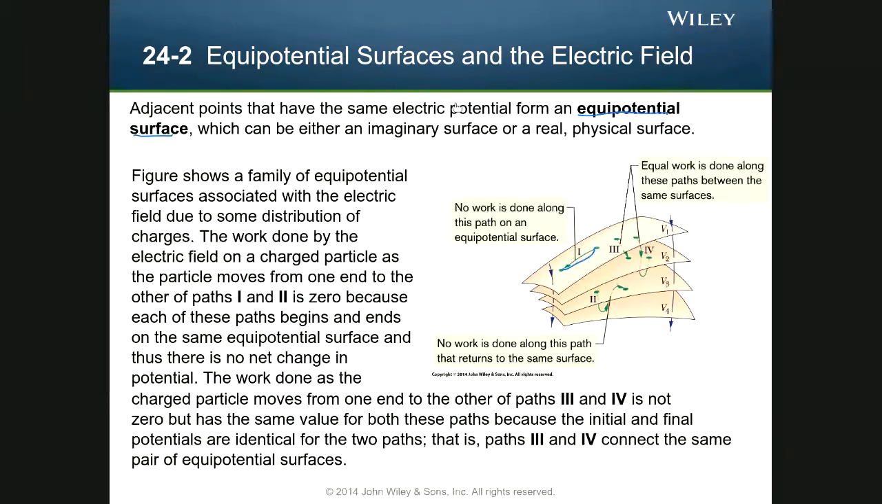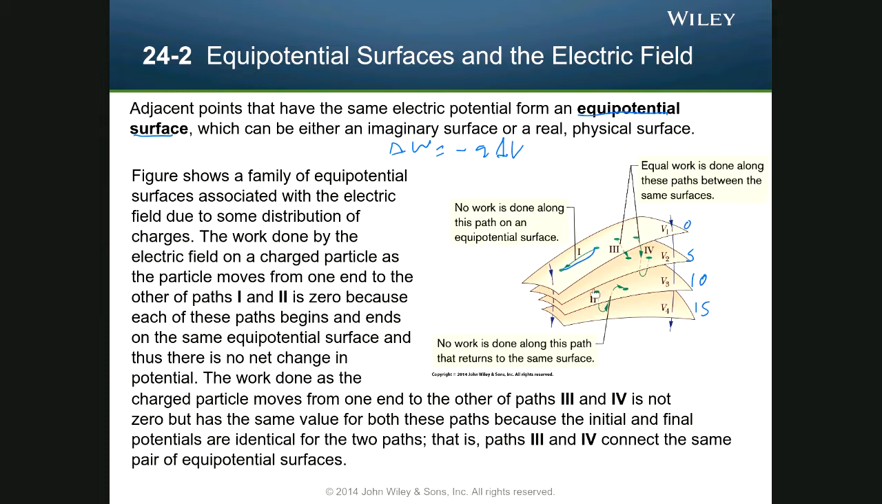So let's look at here. Let's make it explicit. I'm just making some stuff up here. We could call this 0, 5, 10, 15. All right? And you'll notice that the work, delta W, is equal to minus Q delta V. If you stay on this surface, delta V is 0, so no work's done. And you can move around the surface freely. It doesn't cost energy. But to go from one surface to the other surface, to go through a potential difference, that will take work.